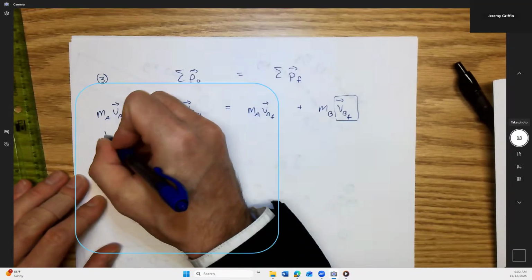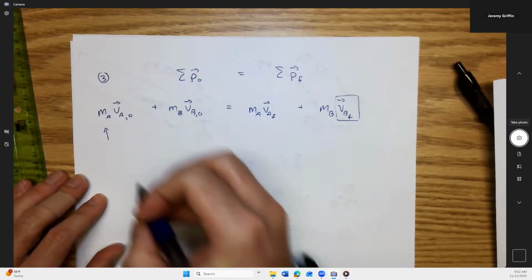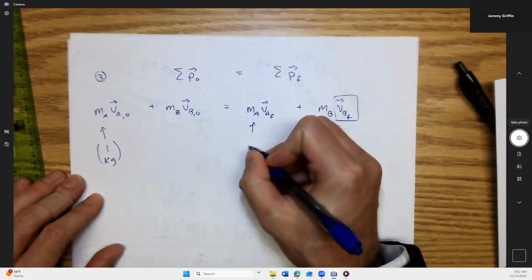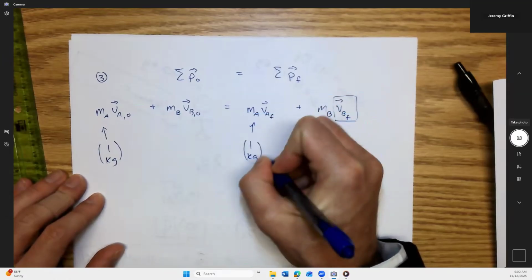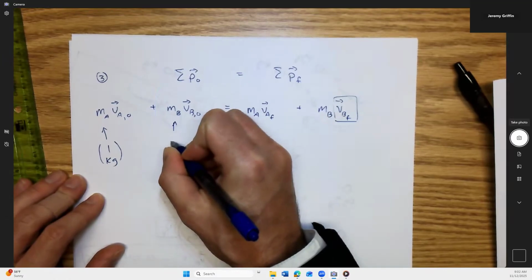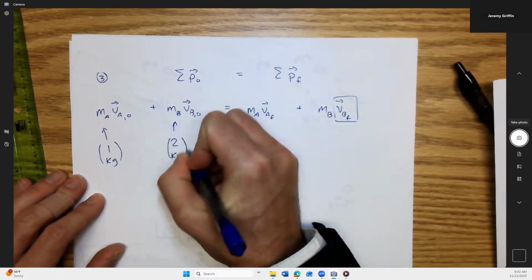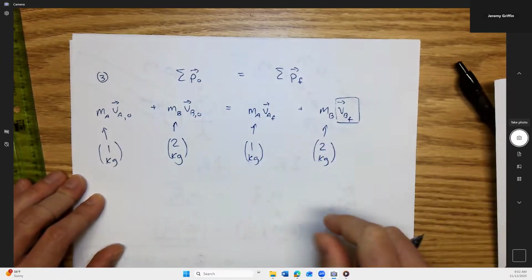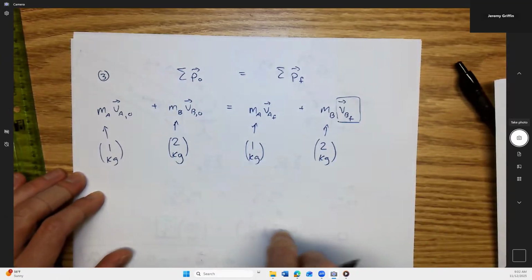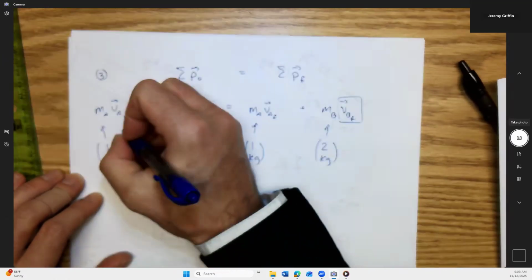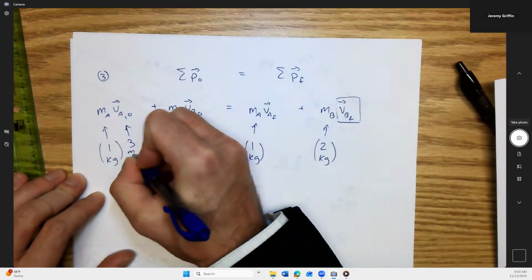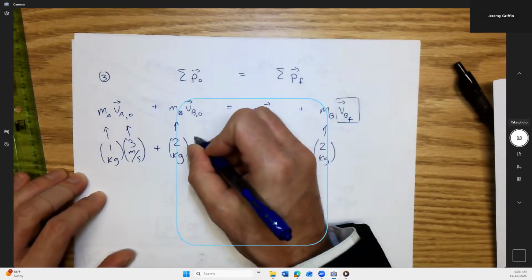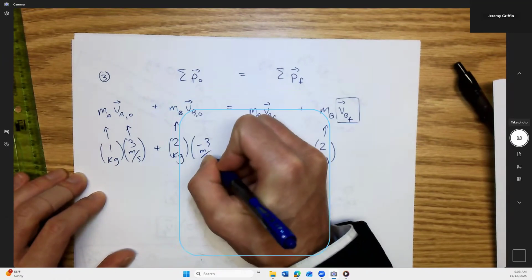If you know everything except one value, you can solve for that, right? And so I'm going to plug in the numbers from my page, which are probably different than yours. So I got 1 kilogram here, which also shows up over here. Mass B on my page is 2 kilograms. Twice as massive. Then before the collision, I have object A coming in at 3 meters per second, and object B coming in at negative 3 meters per second.